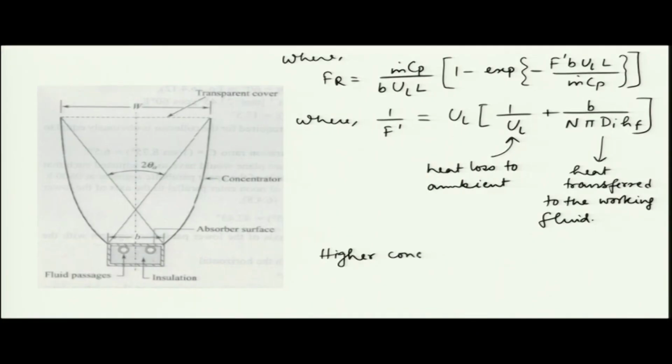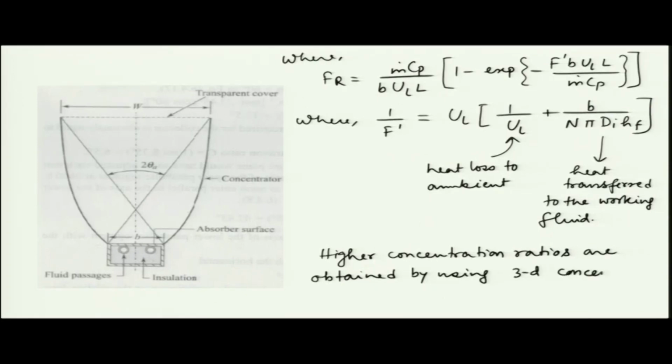So, higher concentration ratios are obtained by using 3D concentrators, or what we often call point concentrators. Instead of a line, we now concentrate at a point. That is how we increase the concentration ratio.